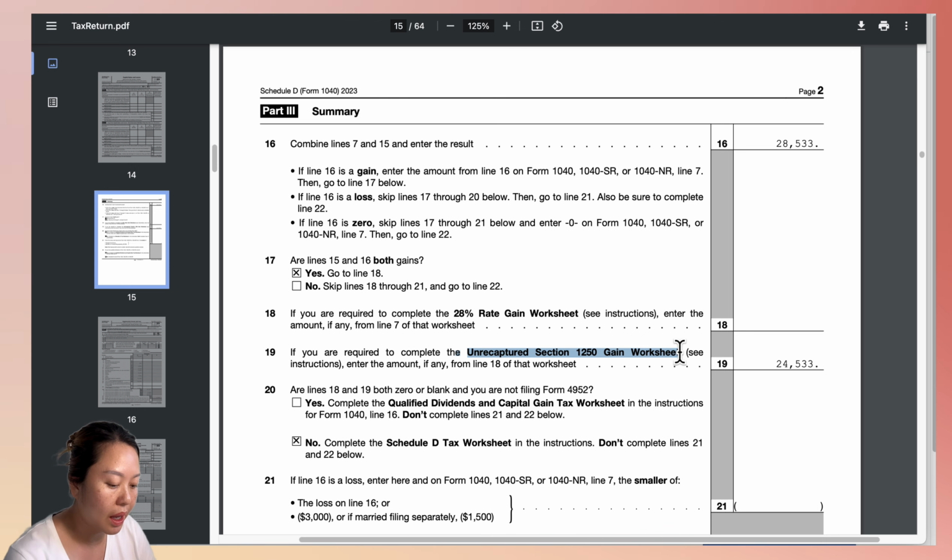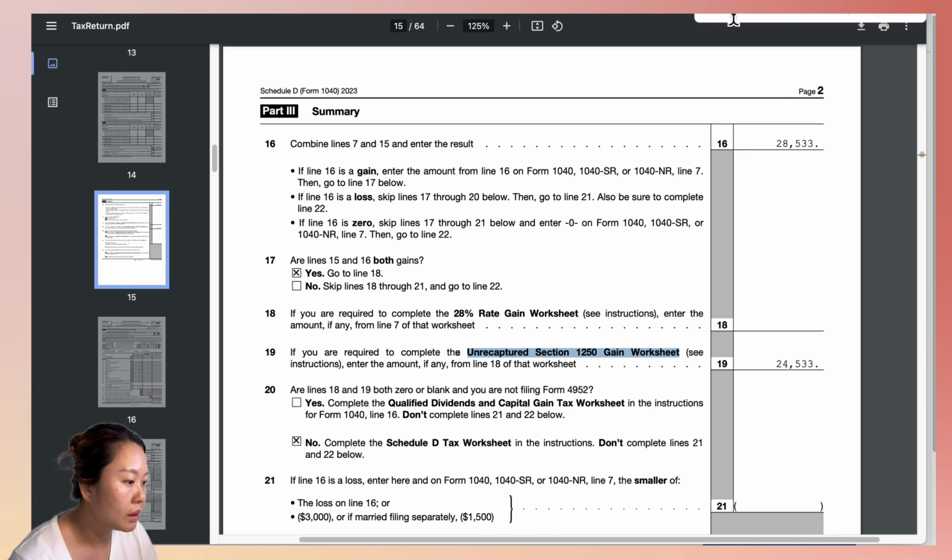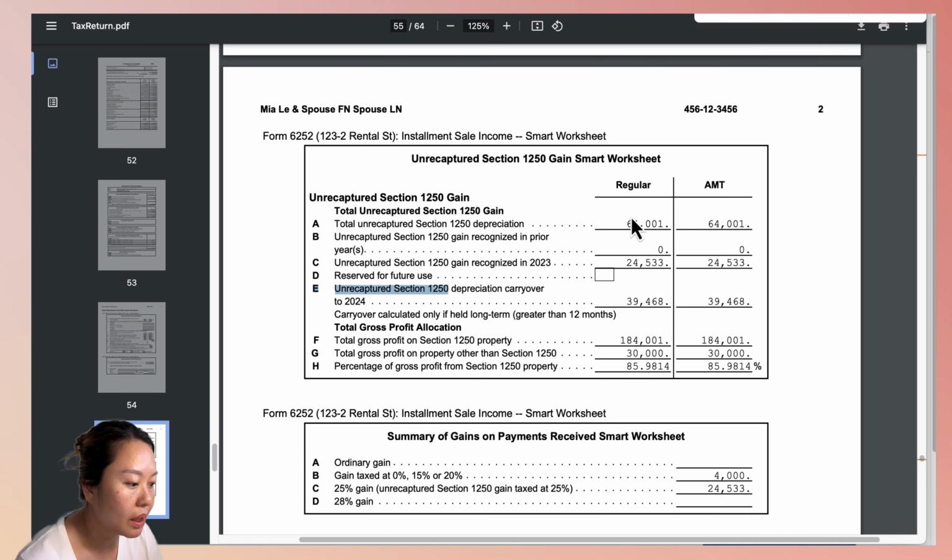And we want to look at the worksheet. Well, it doesn't give me anything when I do a search. Okay, so here it is. It tells you what the gross profit for section 1250 is, the $30,000, right? And what the profit percentage is, the 85.98%.